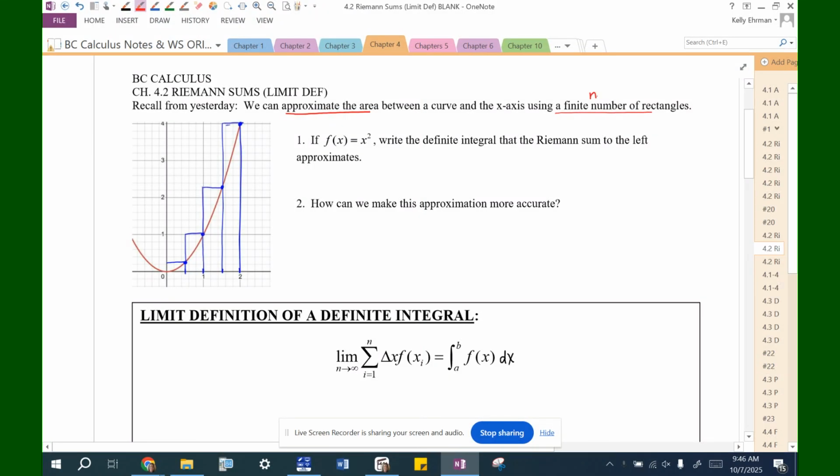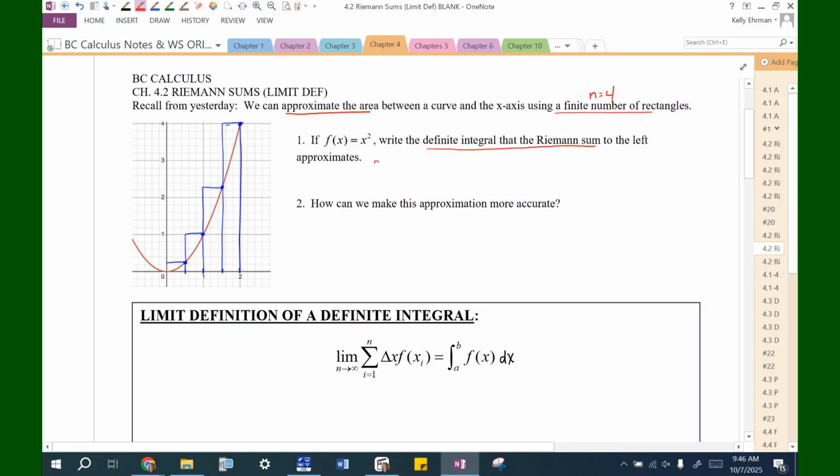Like in this case, it's n equals 4. We have 4 rectangles here. We can see this is just an approximation. It is an overestimation of whatever the actual area is between this curve and the x-axis. So say this is f of x equals x squared. Write the definite integral that the Riemann sum to the left approximates.